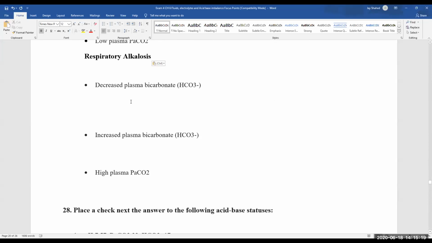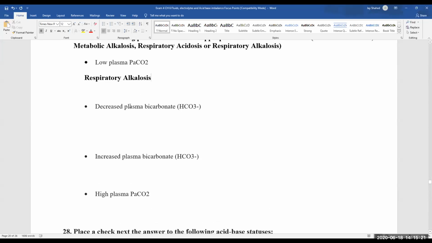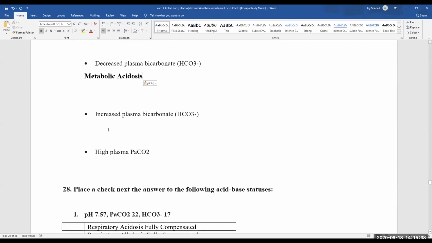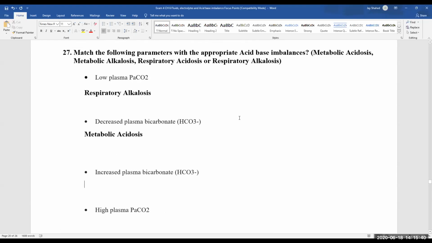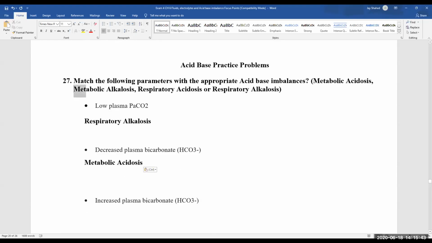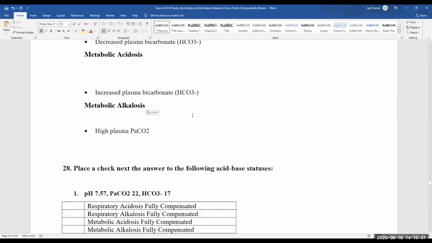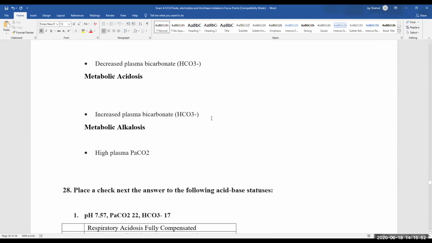What about this one? Metabolic alkalosis. And metabolic acidosis. So low HCO3 is acidosis. So metabolic acidosis. How about this one? Metabolic alkalosis. About this one? Respiratory acidosis.